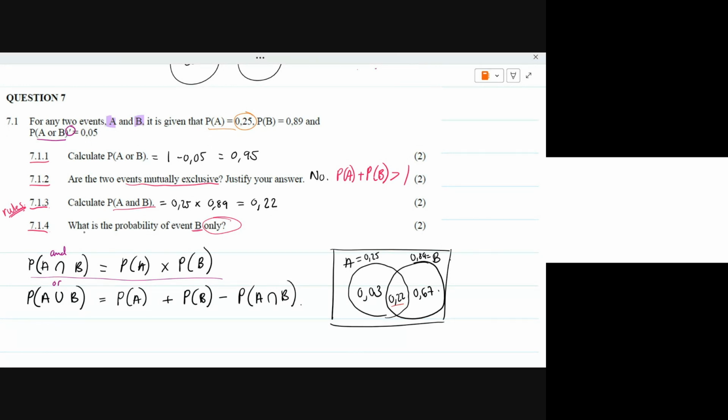Now, there it is. It says, what is the probability of event B only? We can see it from our mini Venn diagram, right? Our answer is going to be 0.89 minus 0.22, which is equal to 0.67. All right.